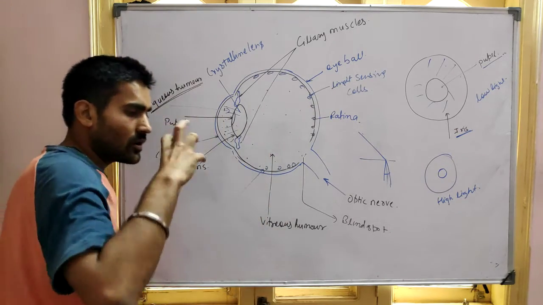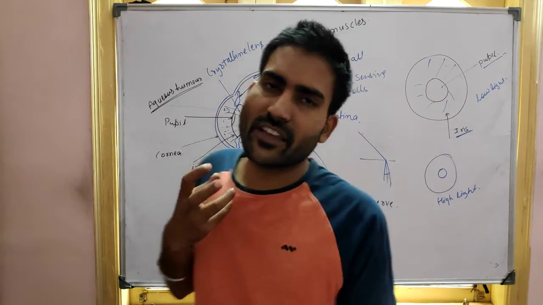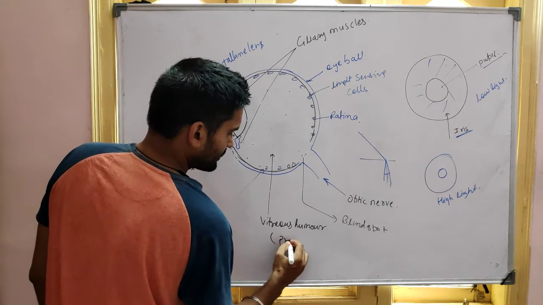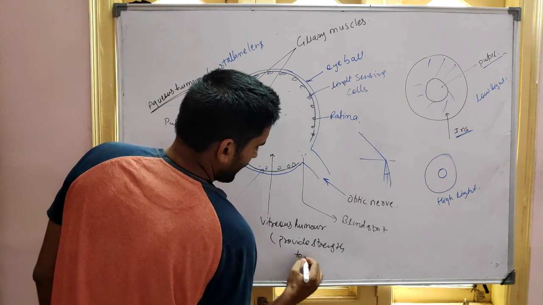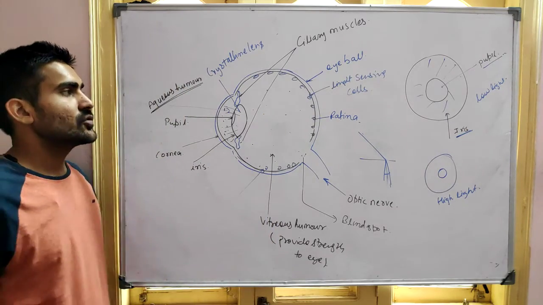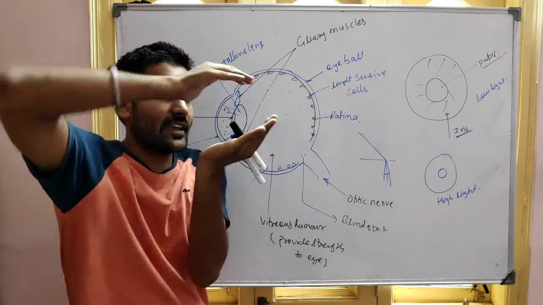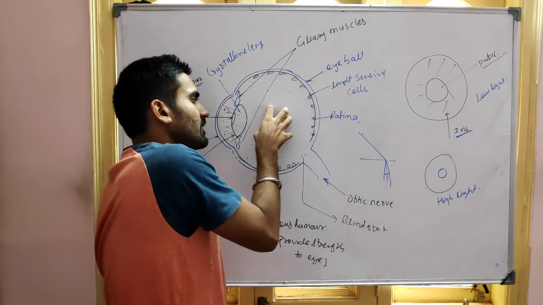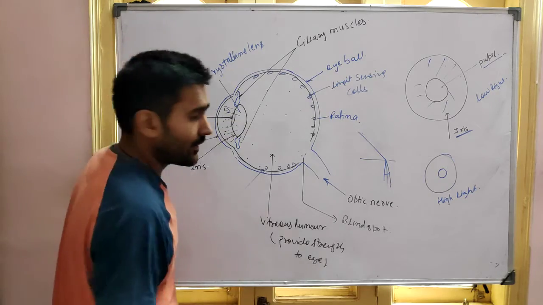So this is also like a water kind of thing. It's like a jelly kind of thing. So this provides strength to the eye. Actually, this water-like thing is creating the shape of the eye. If this water is not there, it will collapse. So that's why this vitreous humor is there to maintain the size of the eye, right?